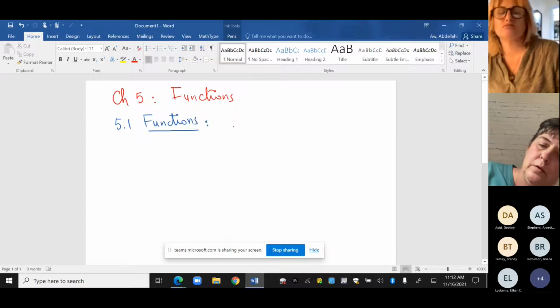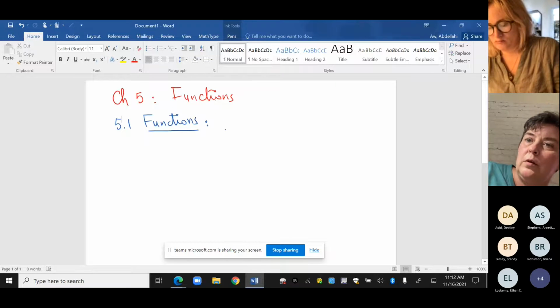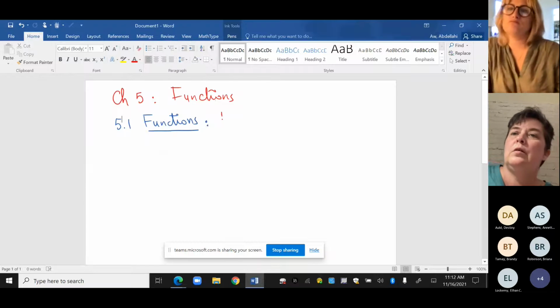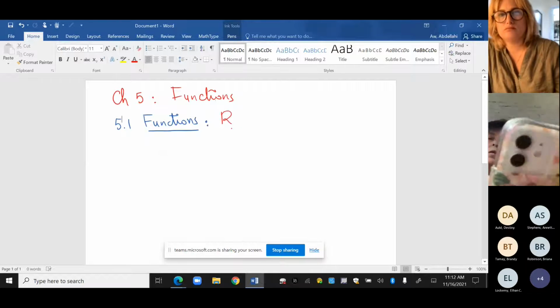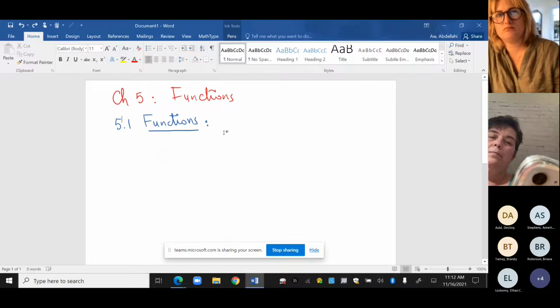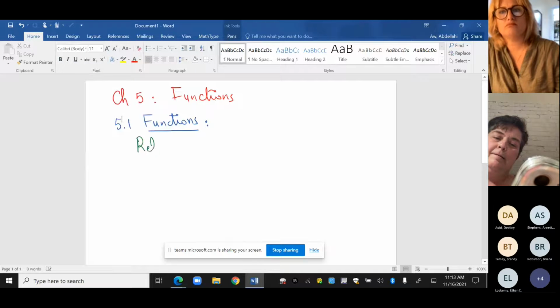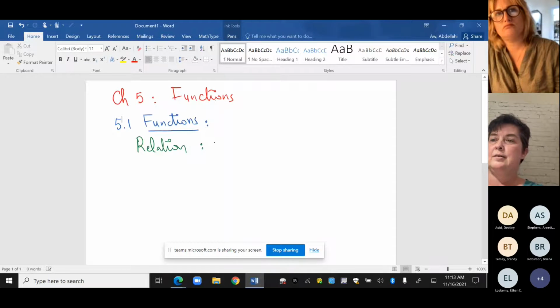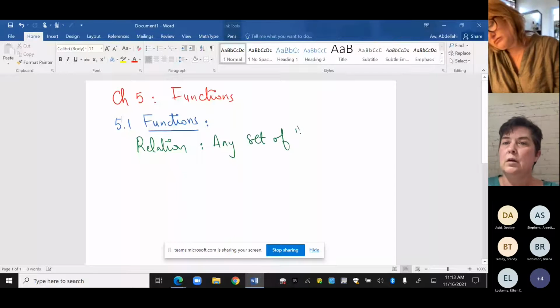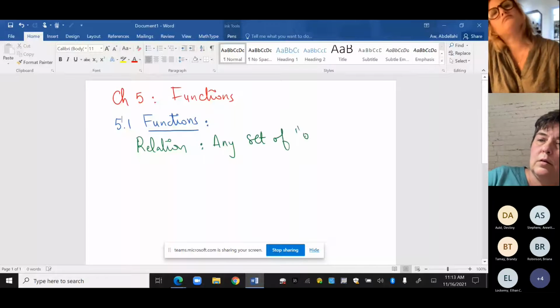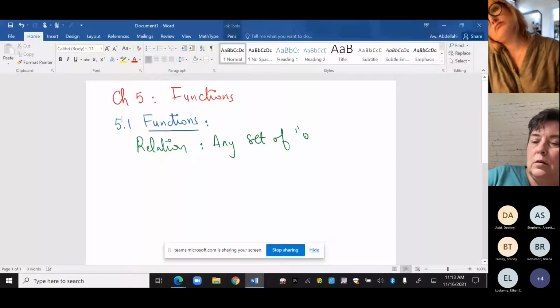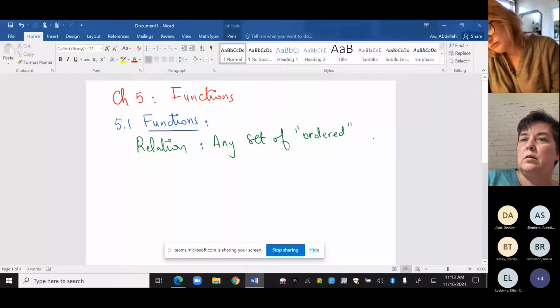So what is a relation? A relation is any set of ordered pairs XY.